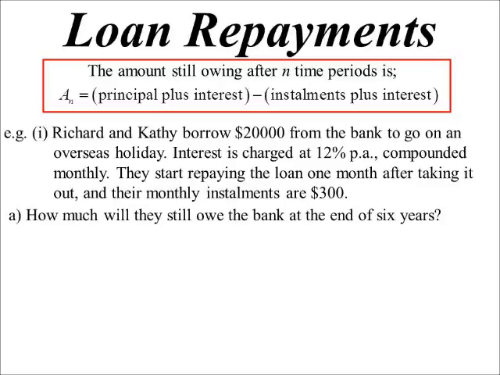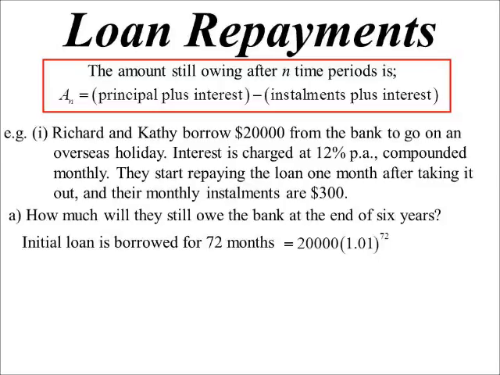72, because we're talking about months. Right? So the initial loan will be in there for 72 months, sorry, not 72 years. Yeah, so, okay, so the principal plus interest will be $20,000 times 1.01. Fortunately, they gave me a nice number to work with. 12% per annum is 1% per month, to the power of 72.